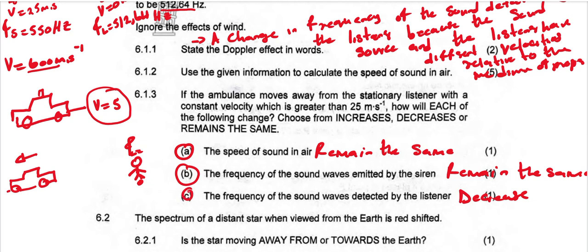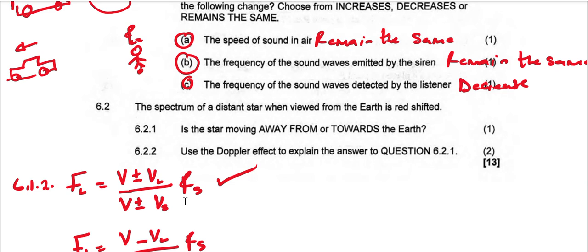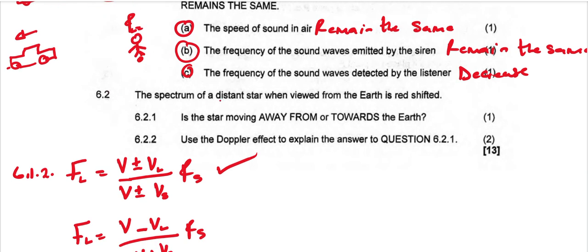Now let's go to 6.2. Then 6.2, they say the spectrum of a distant star when it's viewed from the earth is red shifted. This red shifted, they say, is the star moving away from or towards the earth? Okay, my teacher when I was a student once told me about Roy. He says it's Roy.